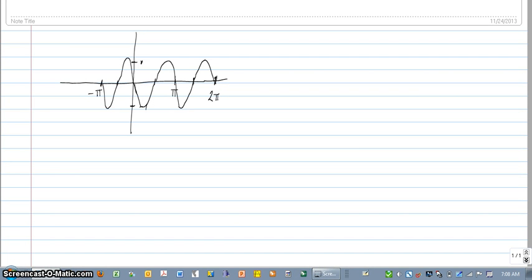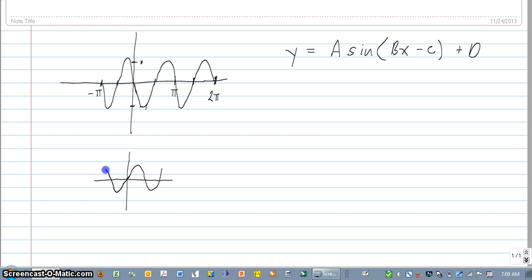Alright, so in this video we're after the equation of the graph that we see. And I think it's going to be easiest to write this as a sine function. Because we know that our basic sine graph looks like this. And so we can see that the graph that we're given looks like a sine graph that's been flipped upside down.